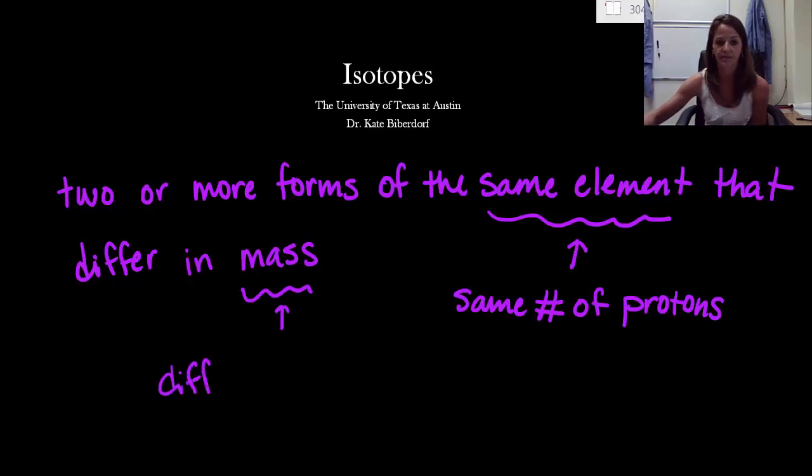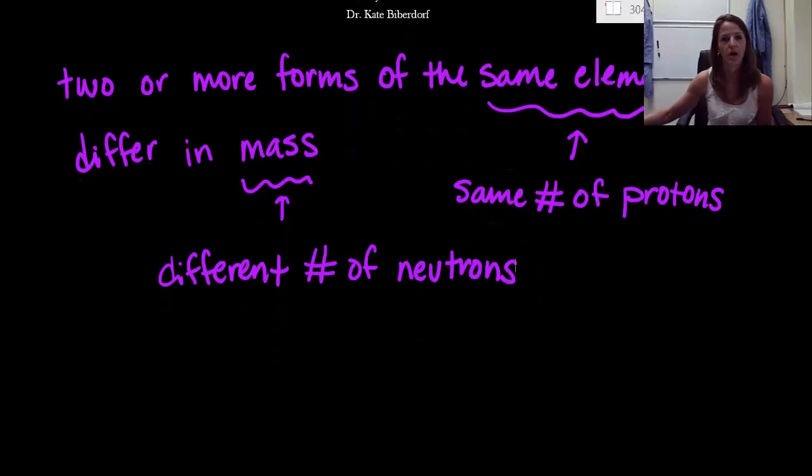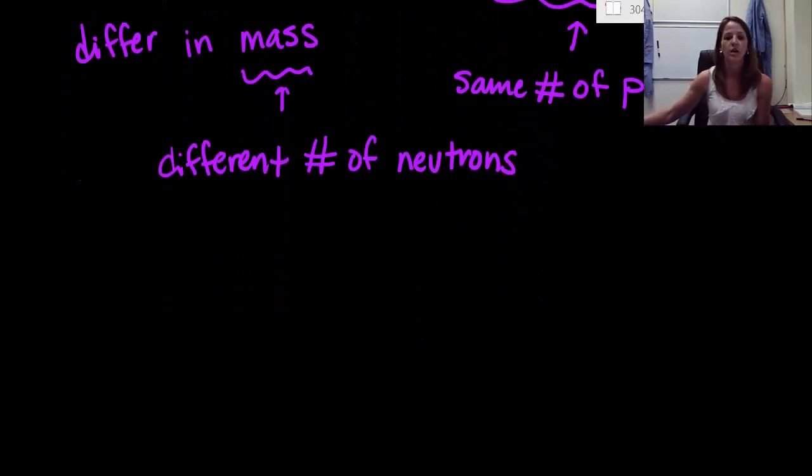That's just not possible. But now, if they differ in mass, what that means is that these elements have a different number of neutrons. Okay, so their proton count is the same, but their neutron count is very different. So let's dive into this and talk about it in terms of an example, because I think that will help clarify it a little bit. Let's start off by looking at hydrogen.